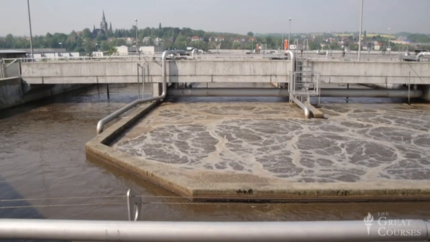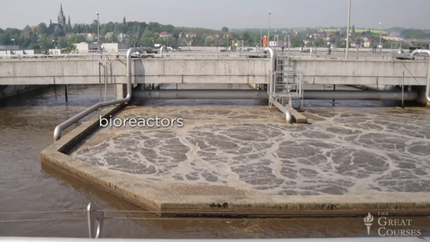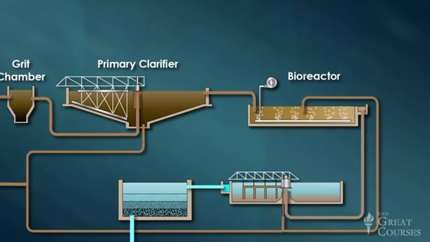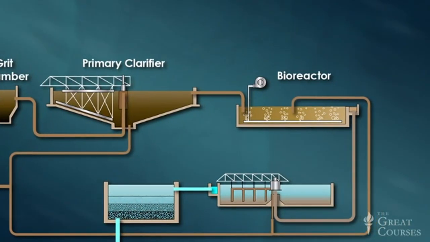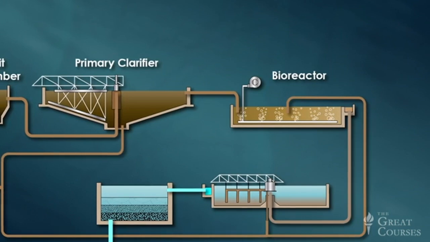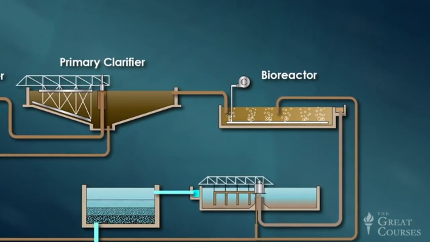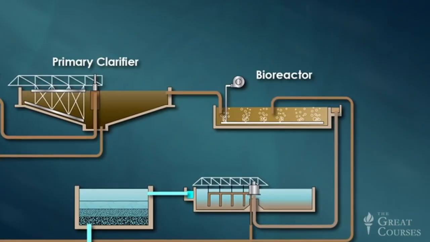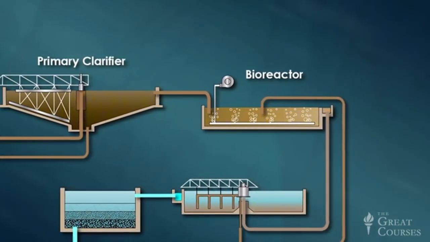In this process, the wastewater stream is directed into a series of deep vats called bioreactors, where it's combined with carefully managed populations of bacteria, protozoa, worms, and microscopic animals called rotifers. These microorganisms rapidly consume the organic compounds in the water and thus reduce its BOD under controlled conditions.